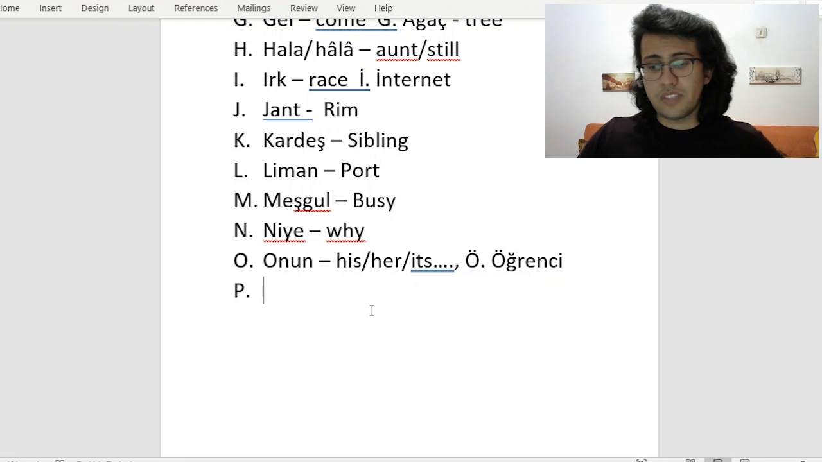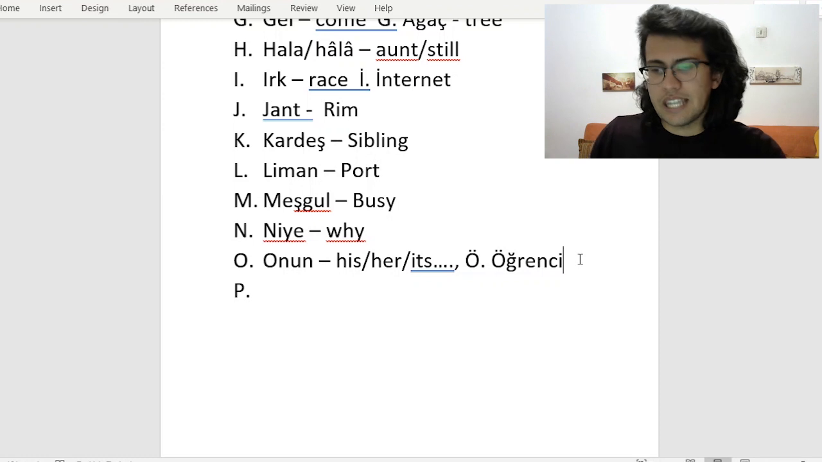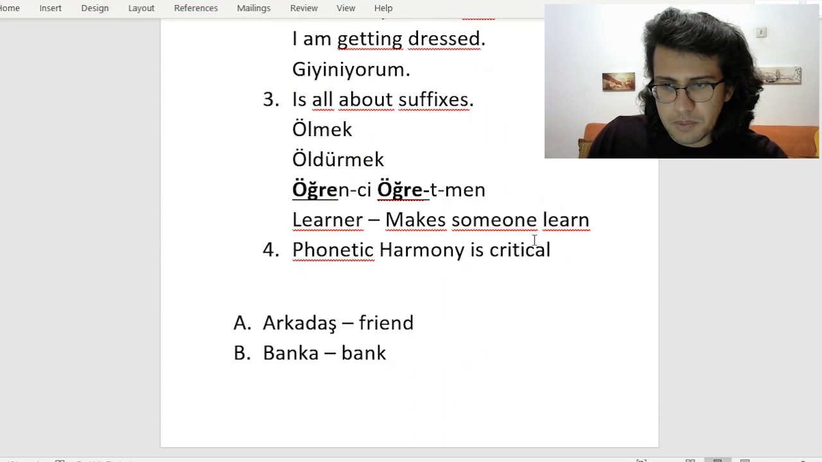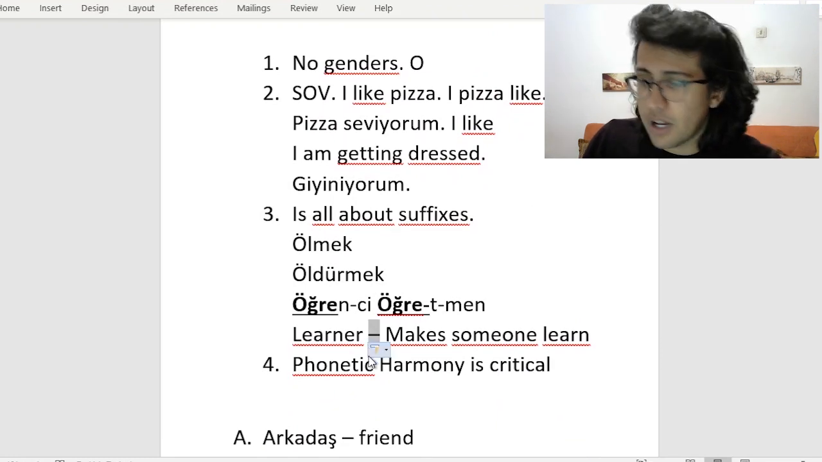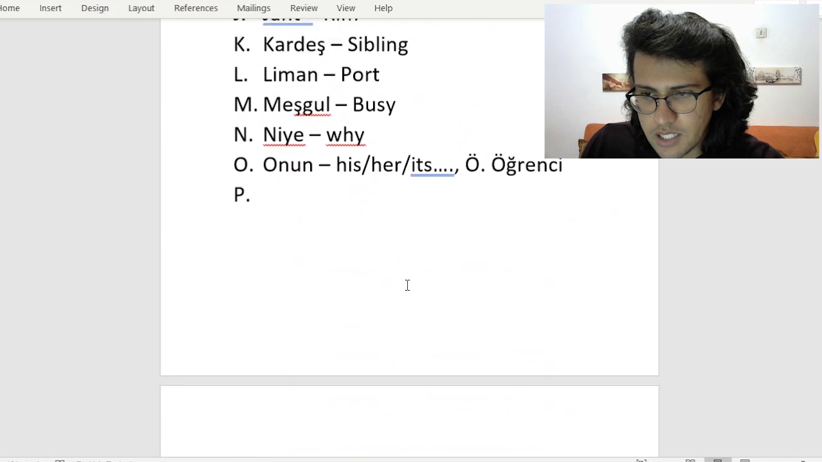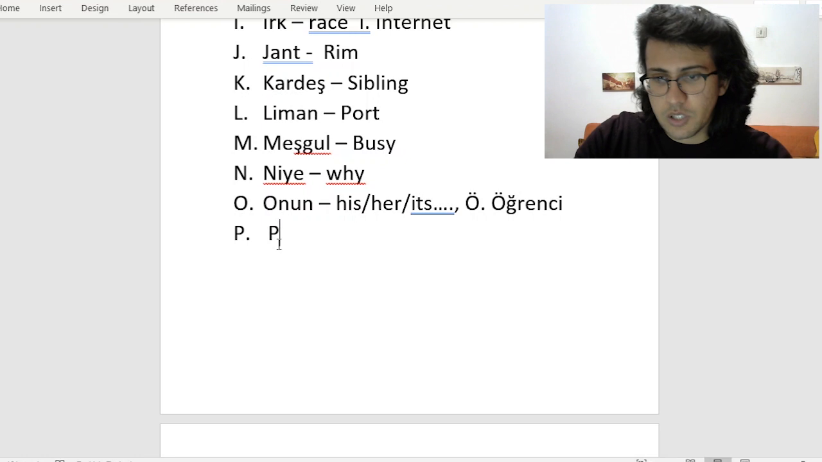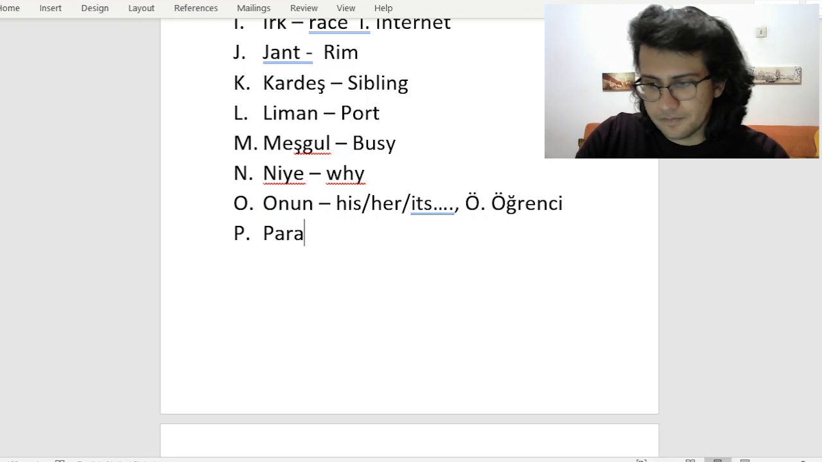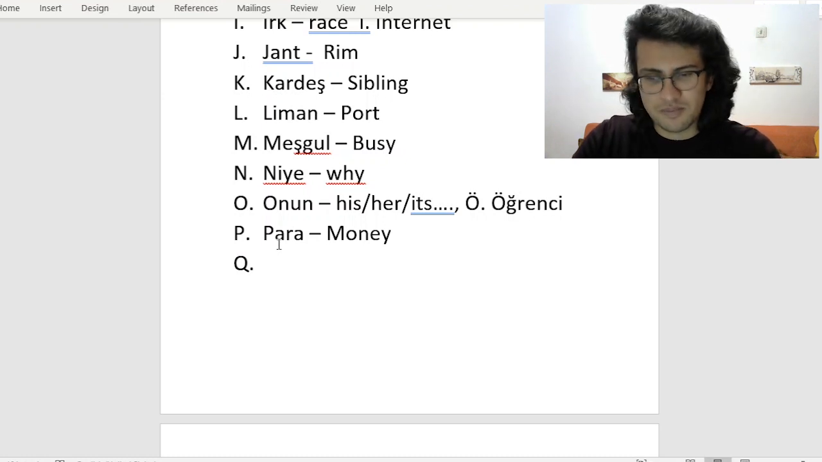Now, we have the letter P. I don't want to write again what this means. I've mentioned it quite a few times by now about it being a learner, students, and so forth. So I assume at this point that you can gather that, so I won't have to write it again here. Now, for P, the word is going to be para, which means money. And next letter is the letter Q. But there's no Q in Turkish, so we get to skip one.